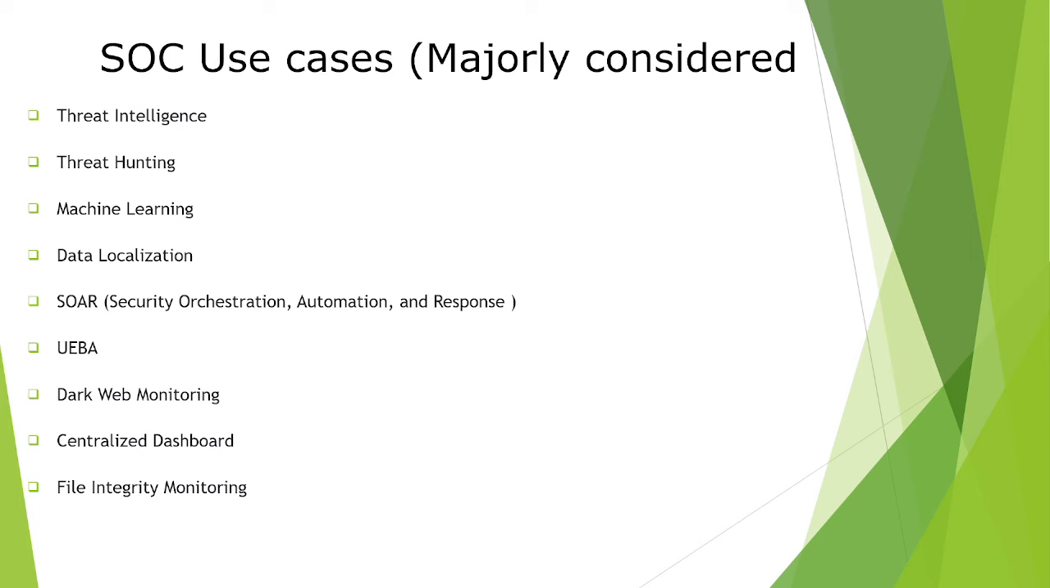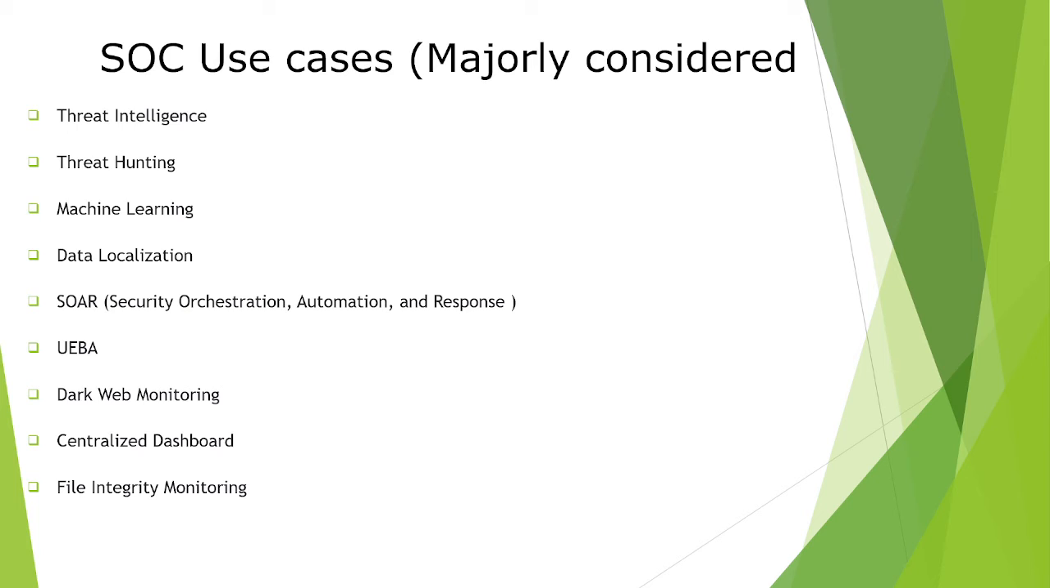Then when it comes to the SOAR feature, SOAR is basically a separate platform, I would say a separate product, security orchestration, automation and response. But nowadays SIEM tools themselves are ready to give a SOAR feature. So when you are going to buy any SIEM tool, please make sure you are able to get the SOAR feature in that product. And we can go for user entity behavior analytics, as I said, machine learning. So it's another use case.